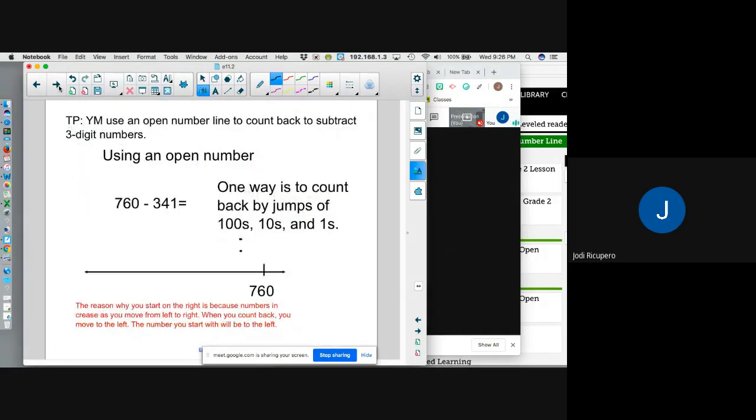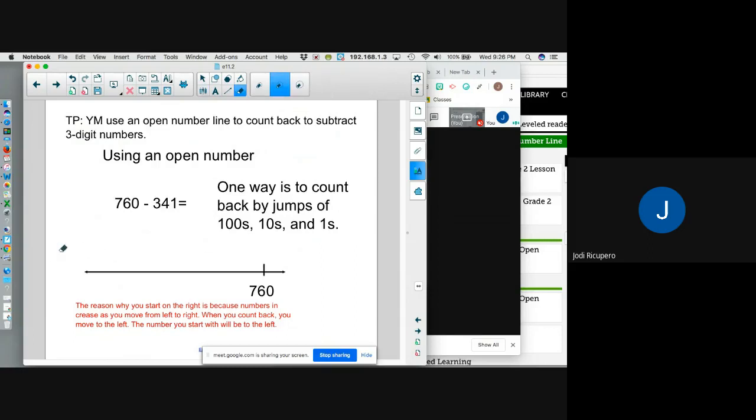So using an open number line, one way is to count back by jumps of your hundreds, your tens, and your ones. We're starting at 760 all the way to the right. The reason we start to the right is because numbers increase when you move from the left to the right. The numbers decrease when you go from the right to the left.